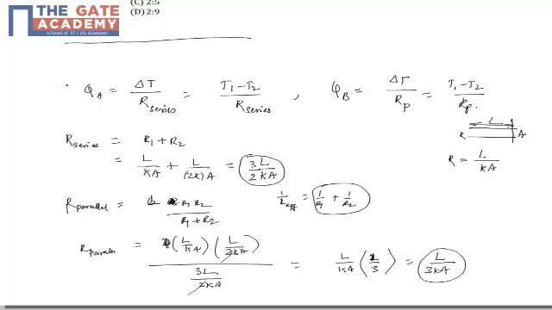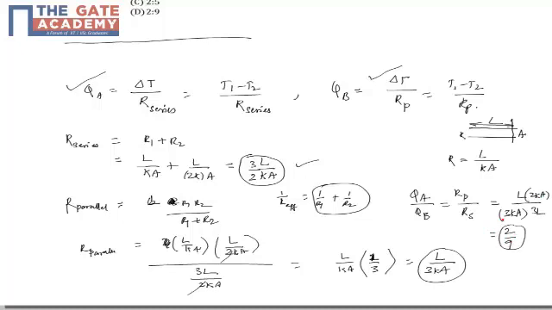If you compare these, that's what we are asked to find. QA by QB basically becomes R parallel by R series. R parallel is L by 3KA, which we already got, and R series we got as 3L by 2KA. All the other dimensions will cancel, so it is basically 2 by 9.